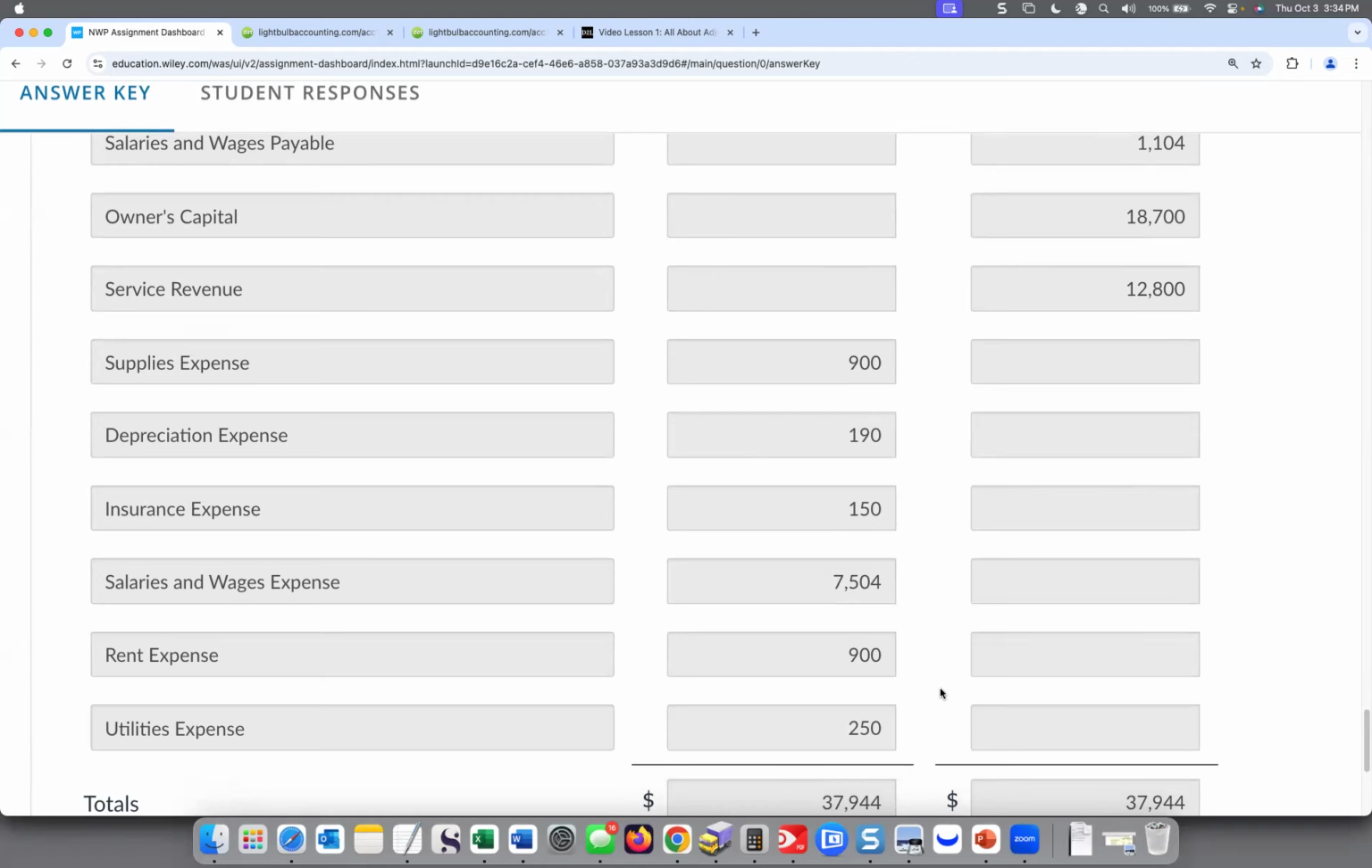And again, if you're still kind of fuzzy about the normal balance thing, just remember ADE, all right, ADE. Assets, drawings, and expenses, those are normal debits. Anything not in that ADE word is a normal credit, all right?